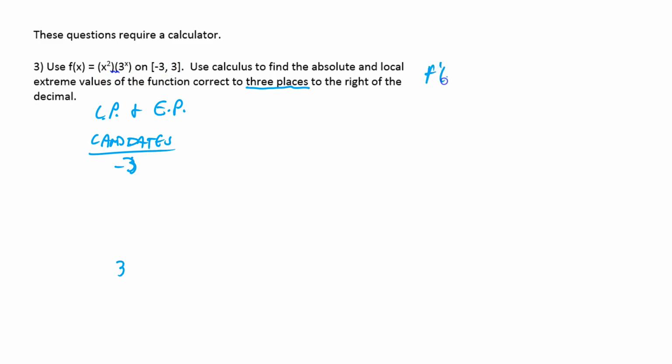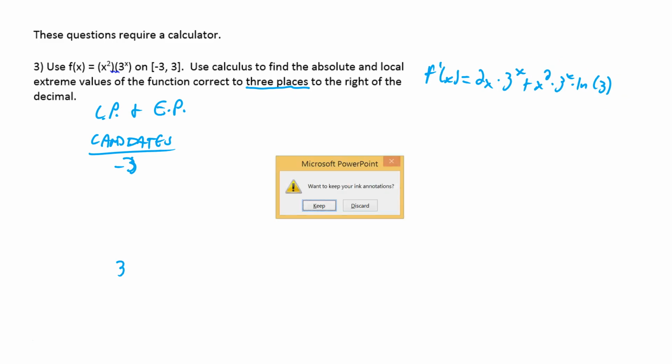So the derivative here, I have to use product rule. 2x, if I take the derivative of the first function, times 3 to the x, plus, this time I leave the x squared alone, I multiply by the derivative of 3 to the x, which is 3 to the x times natural log of 3. Now I want to know when that's 0 or undefined. So what I'm going to do is go to my calculator and just graph this function. So I'm going to check over to my calculator here.